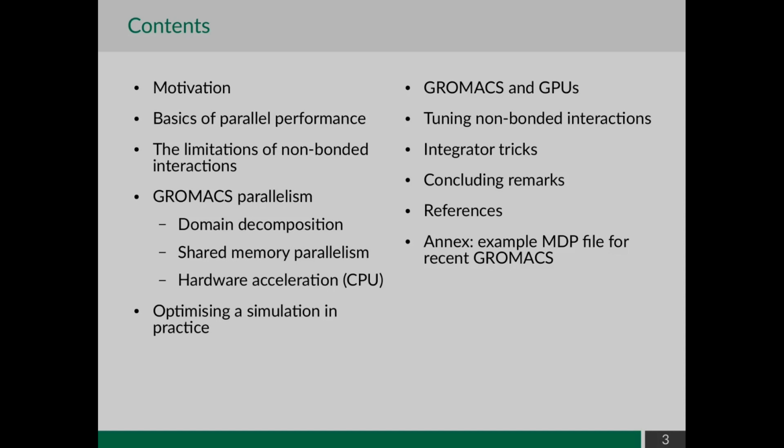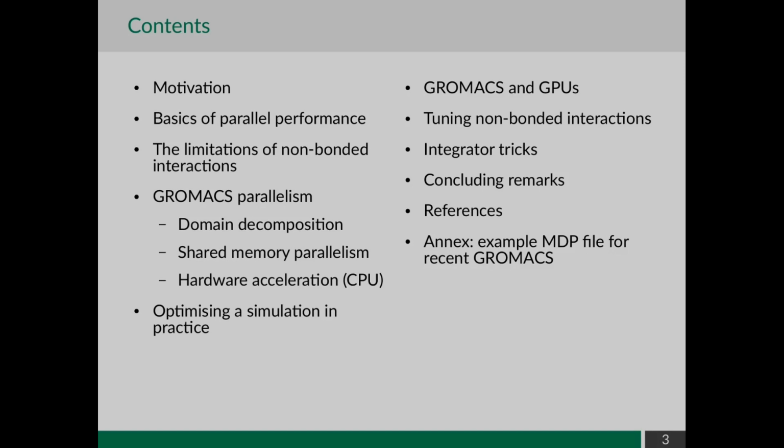There are several topics I would like to touch today. First, we'll start with our motivation. Why do we want longer trajectories and faster MD? Then I'll go back to the basics with some concepts in parallel computing. Then we'll see what is the deal with MD. Why is it seemingly so slow? And we'll see that non-bonded interactions are the cause.